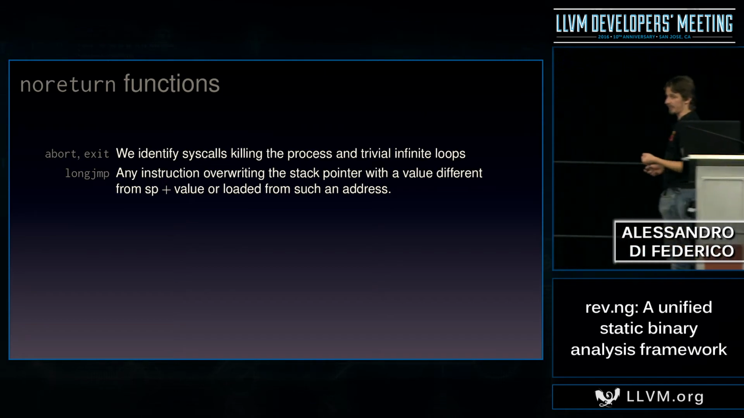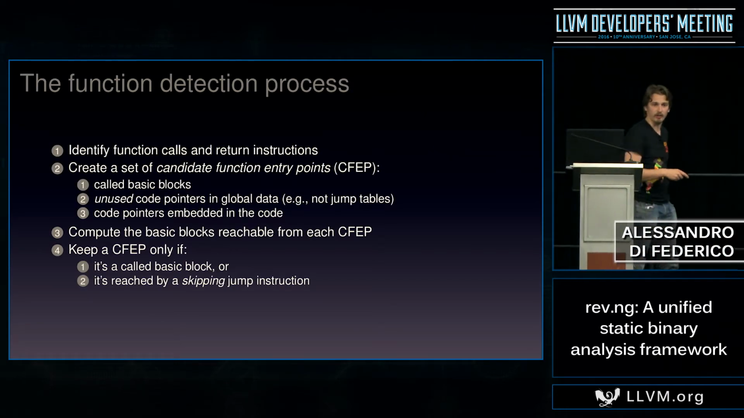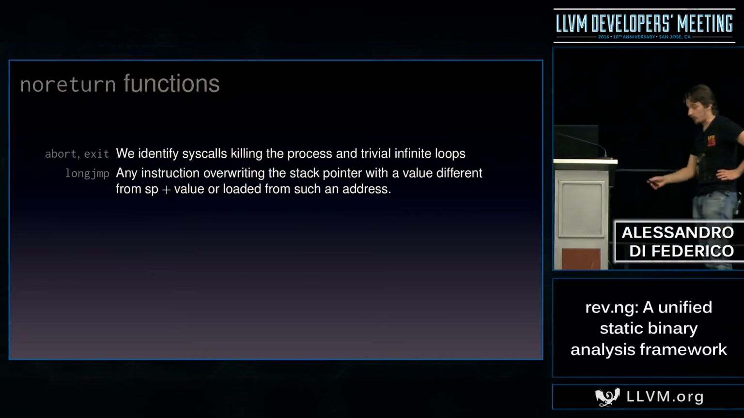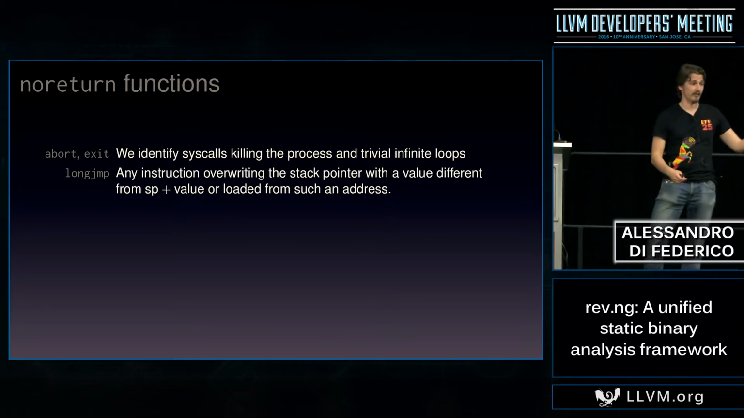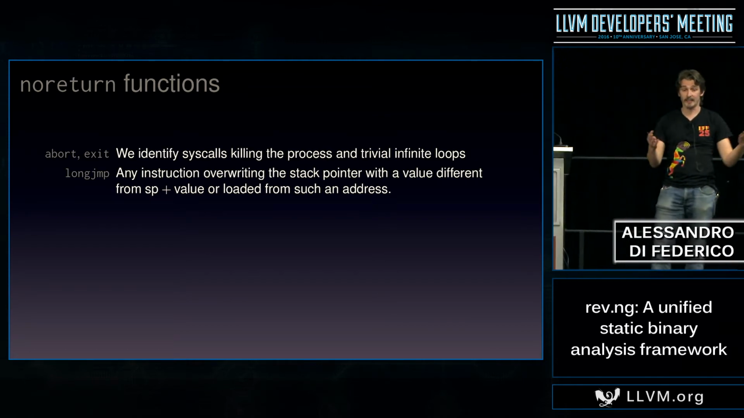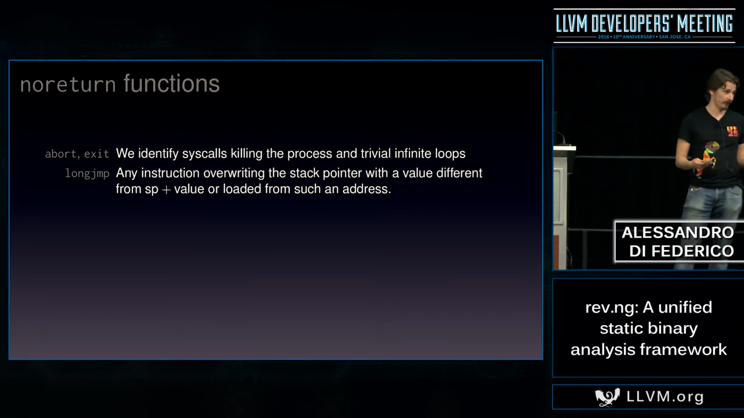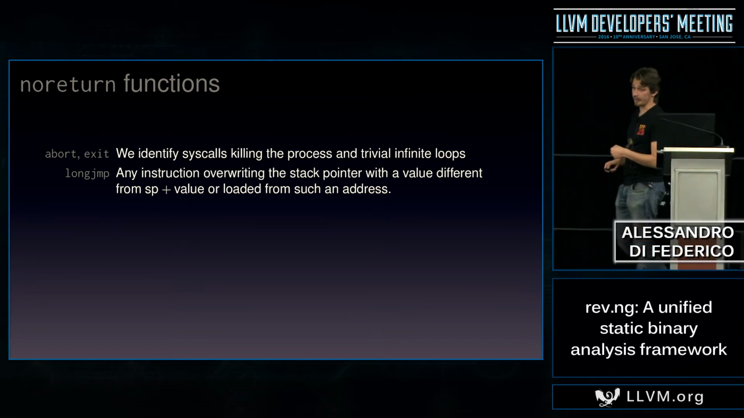A key point in phase 3, when we enumerate all the basic blocks reachable from a certain entry point, is to consider no-return functions in an appropriate way. For instance, if you're trying to enumerate all the basic blocks belonging to a certain function, and that function calls exit, you do not have to consider as part of that function the basic blocks coming after the exit function call, because that's a no-return function. You'll never get back from that function. So it's vital to recover the no-return functions accurately.